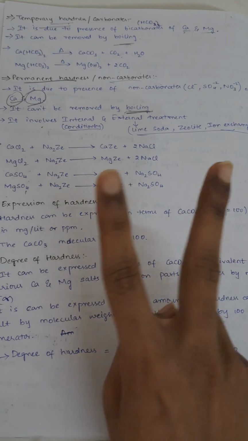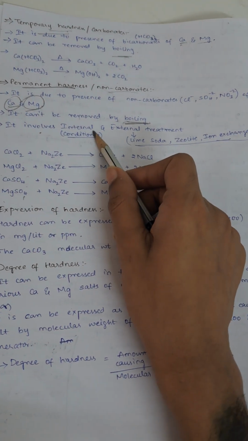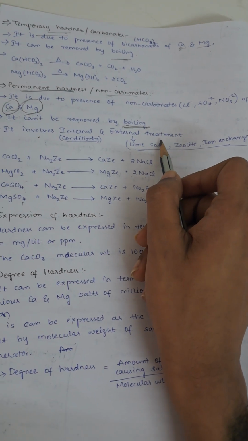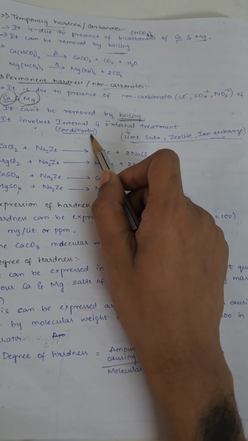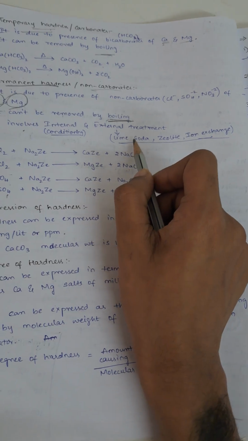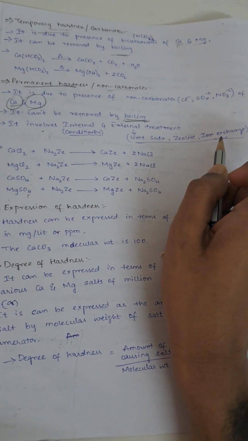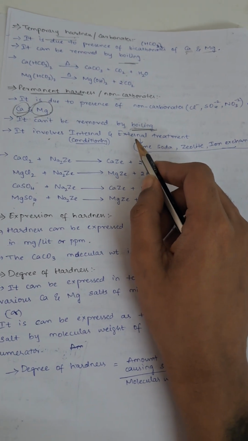It requires two methods, internal treatment and external treatment, to remove permanent hardness. Internal treatment is conditioning, and external treatment is lime soda method, zeolite or ion exchange. We will discuss this in detail later.